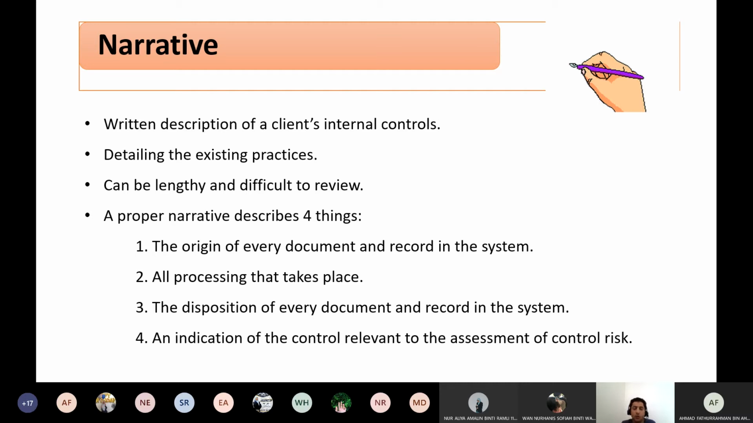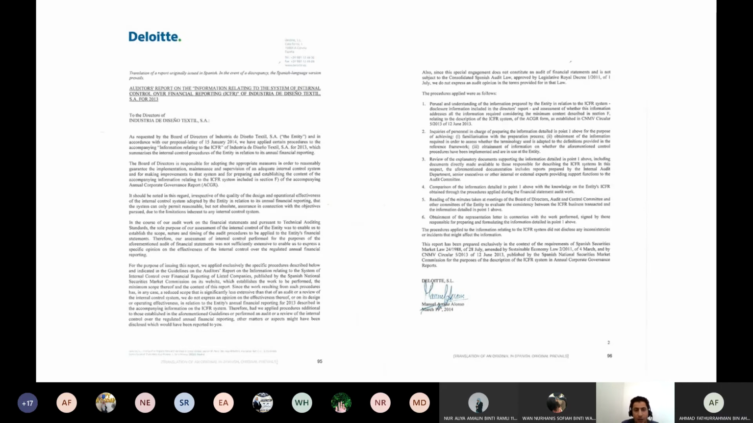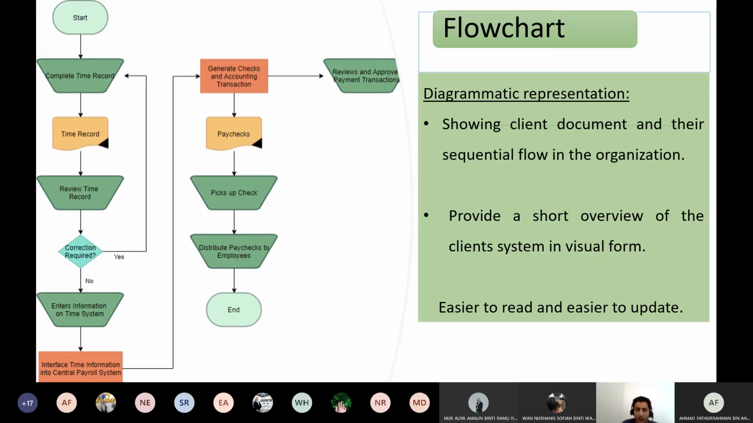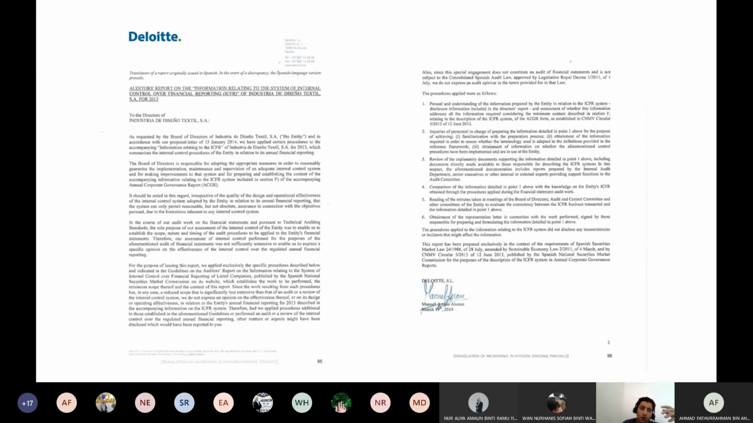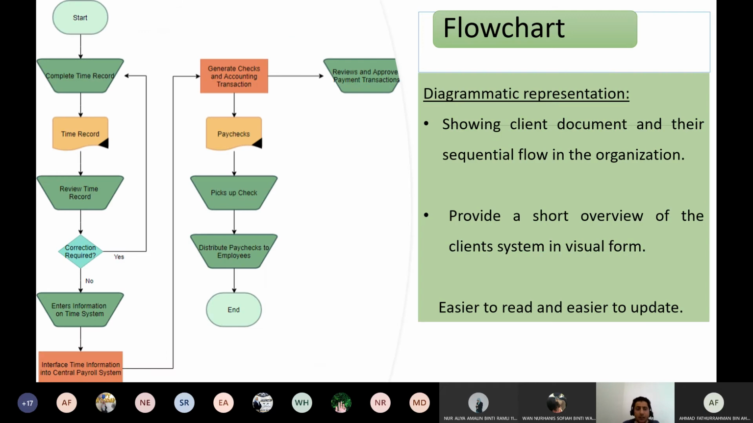Normally this one is used by those who have a classical mindset and like to write more, compared to visual people. Visual people will try to use the flowchart. Okay, this is one example from Deloitte. They audited one company, and they described the internal control in paragraphs, in narrative manner.